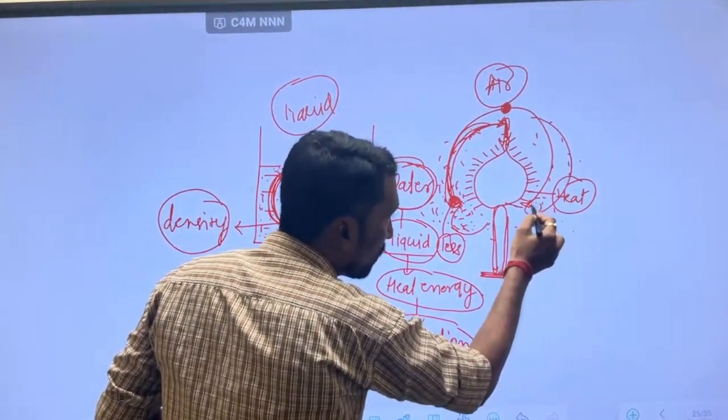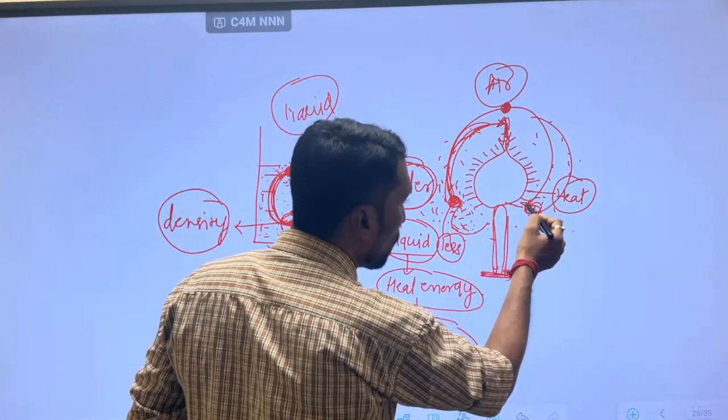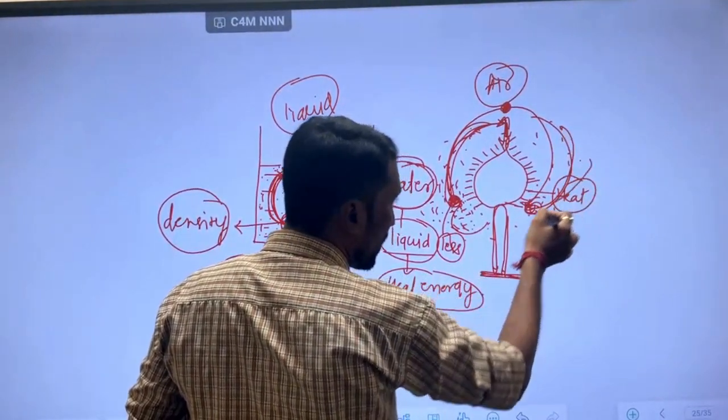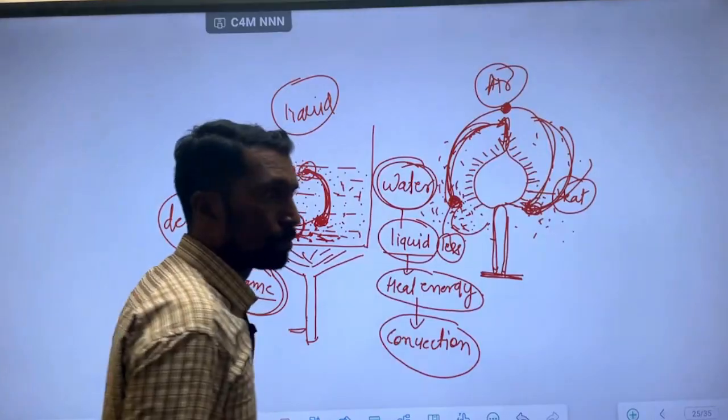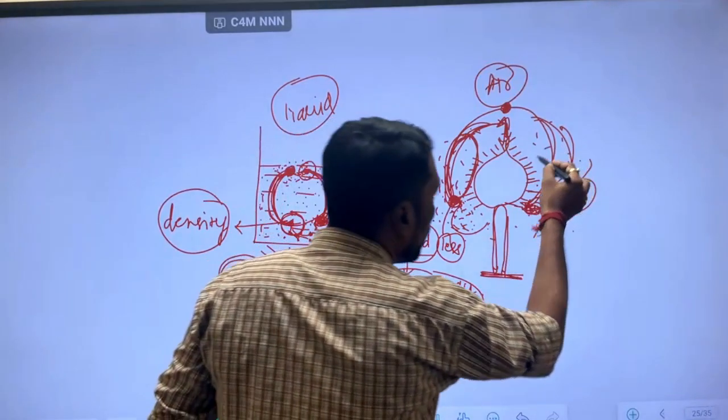यहां से भी क्या होगा? नीचे डाउनवर्ड की तरफ आ जाएंगे. यहां से भी पार्टिकल्स क्या करेंगे? हीट एनर्जी एब्जॉर्ब कर लेंगे, अपवर्ड डायरेक्शन में चले जाएंगे. फिर से यहां पार्टिकल्स आ जाएंगे, अपवर्ड डायरेक्शन में चले जाएंगे. सो इन बोथ द साइड देयर इज अ कंटिन्यूअस फ्लो ऑफ एयर मॉलिक्यूल्स.